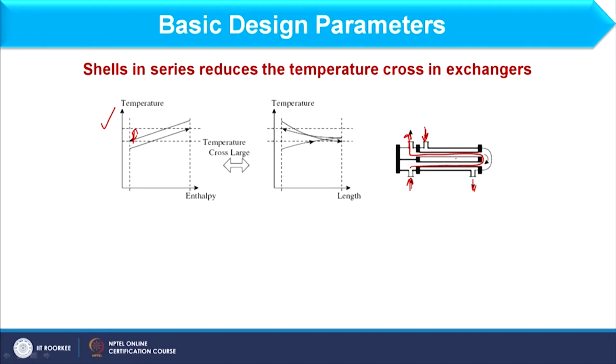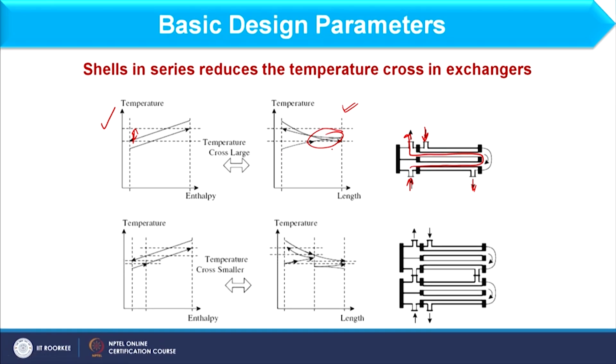You can understand from this graph that here we have temperature as well as length. In the shell pass the fluid moves once only and in the tubes it moves twice. So, here I am having the temperature cross. This condition I should avoid. So, I will increase the shell passes, and here we have the same condition like this.